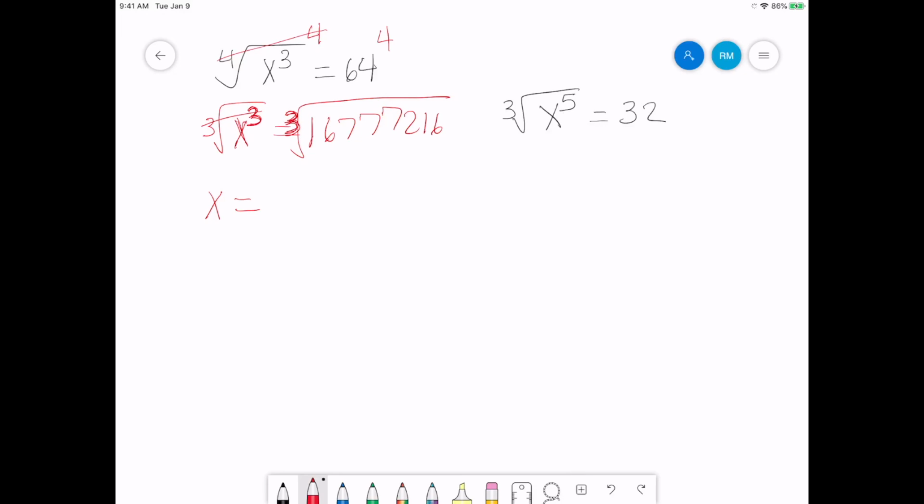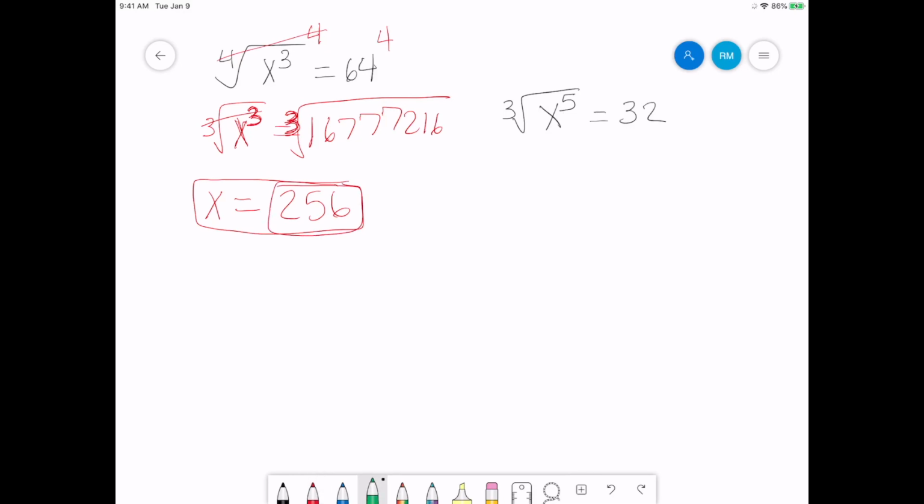16,777,216, and the cube root of that number is 256. So I would match this equation up to 256.